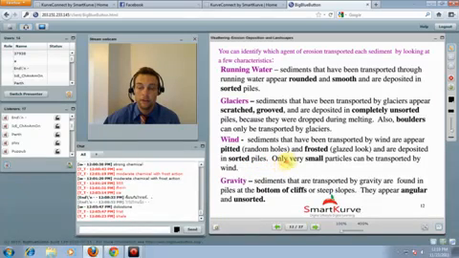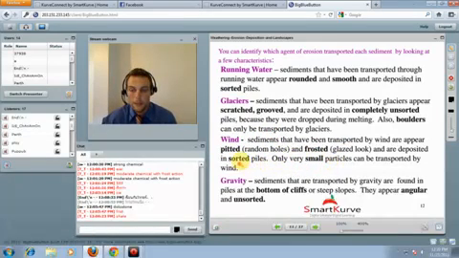And in general, we're only talking about very small particles, because if you think about it, you can't transport a boulder or even a small rock with the wind generally, unless you're talking about a storm of some kind. But usually wind is only going to be propelling small particles.